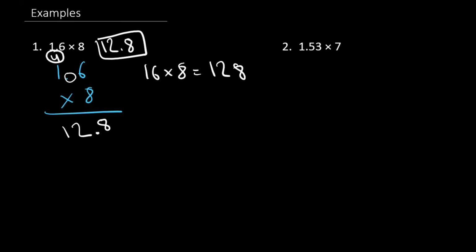And you can even do it this way. First put the decimal point over here. If there's one digit after the decimal point, then you move it once to the left and you'll find the answer. Now let's do the second one.